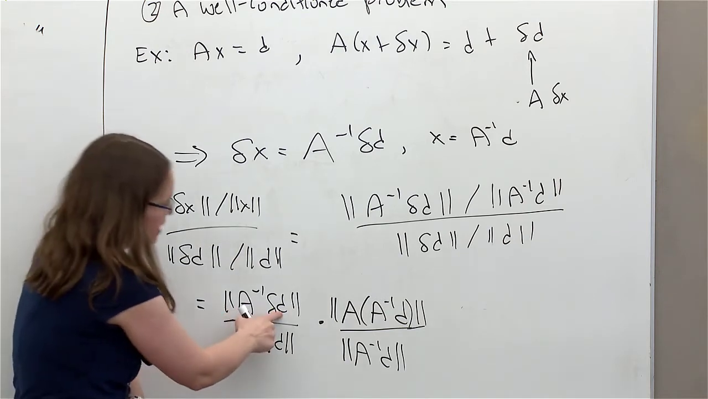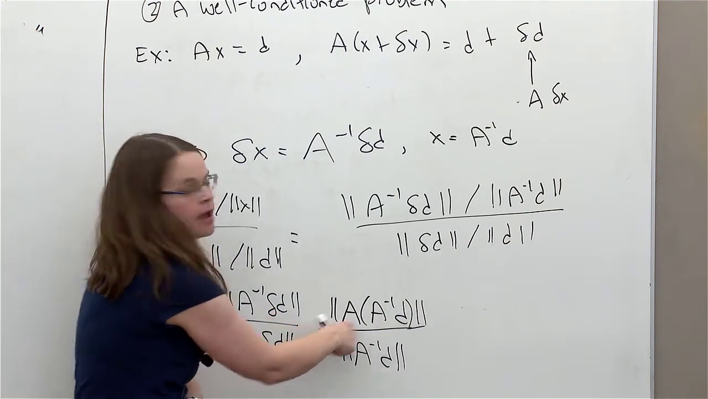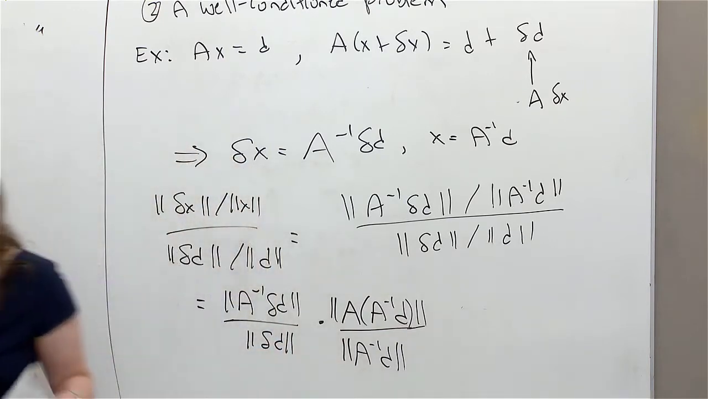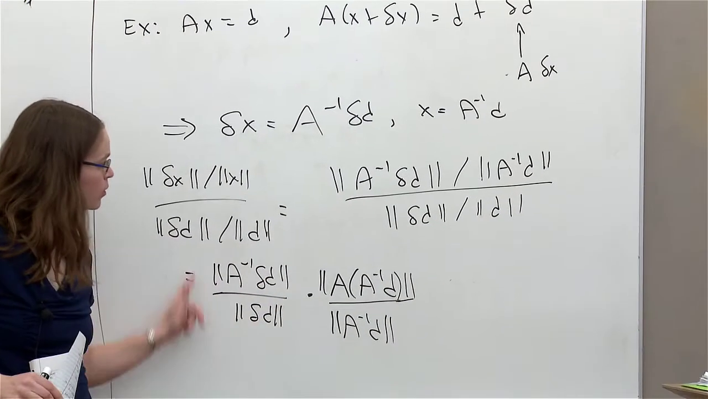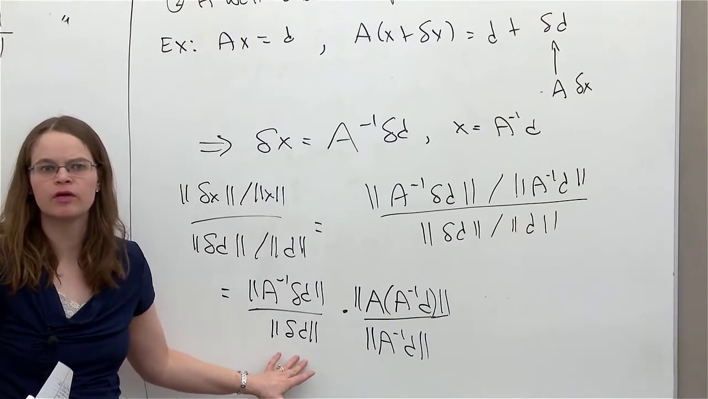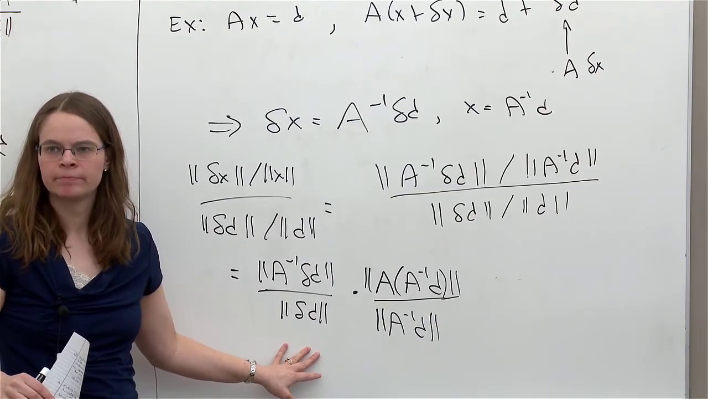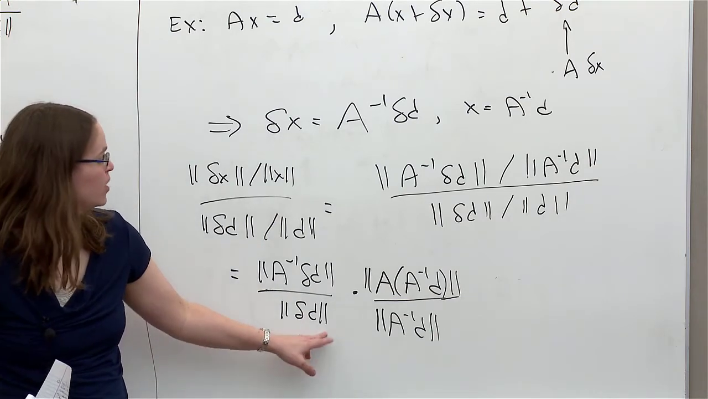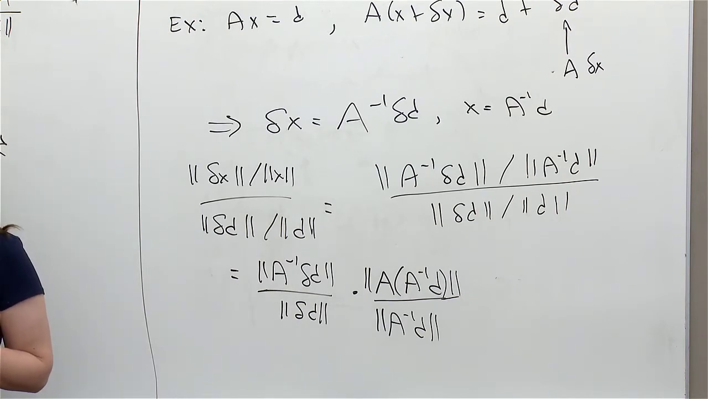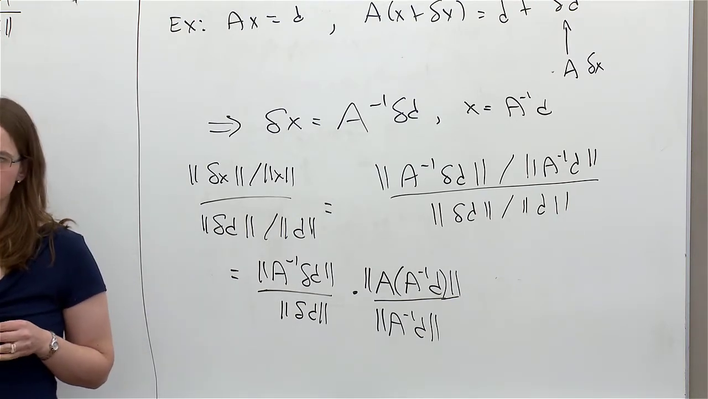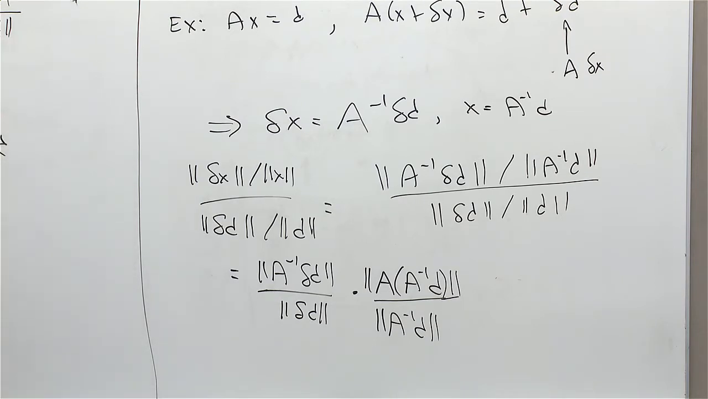So this is A inverse acting on something divided by something. A acting on something divided by something. So it's got this sort of symmetric feel to it. And if I look at these individual terms, do you know what this kind of term would give me? If I want to find the biggest value it could possibly have over all delta D's, which is what I want for my condition number, do you know what that gives you? It's going to be A times delta X for the delta D.